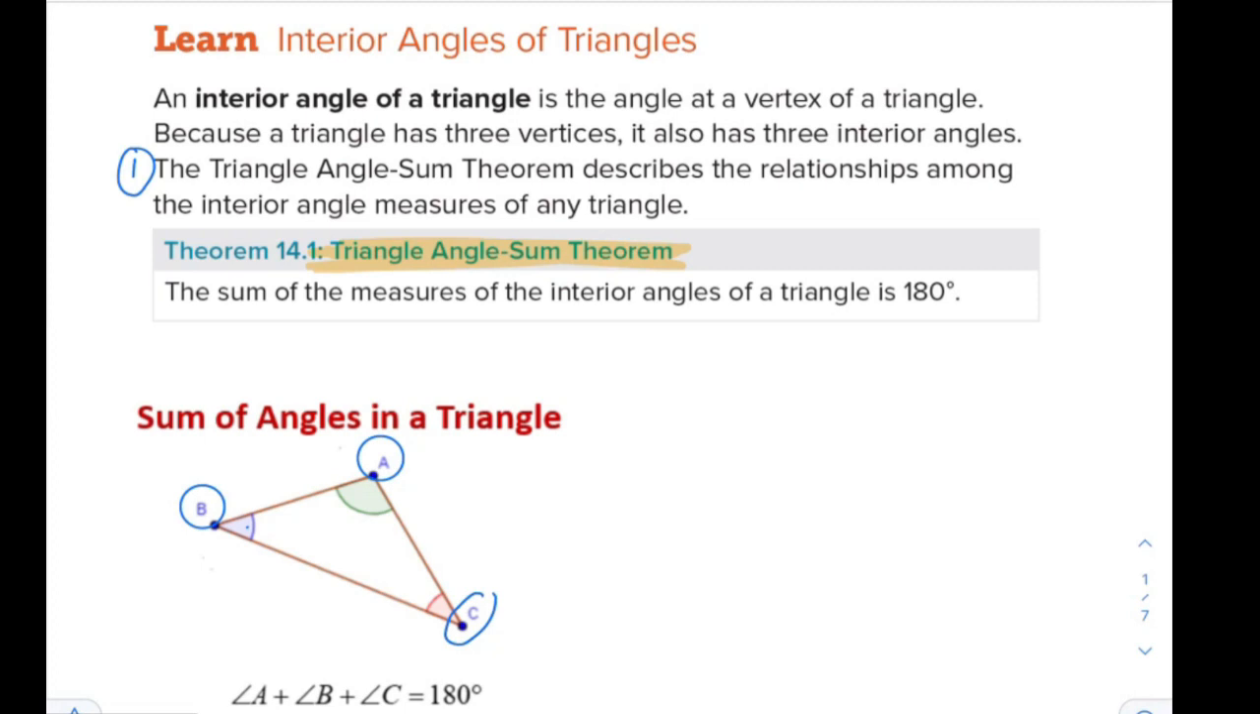Right triangle, obtuse triangle, acute triangle, all triangles, isosceles, equilateral, in terms of side or in terms of angle, all have the same criteria. And the sum of the measures of interior angles is equal to 180 degrees. And this theorem helps us to find any missing angle.